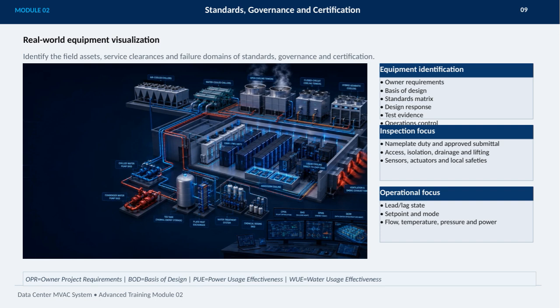When inspecting equipment, pay close attention to nameplate duty and approved submittals, as well as access points, isolation protocols, drainage, lifting capabilities, sensors, actuators, and local safety features. Operationally, it's important to monitor the lead and lag states, set points and modes, and critical parameters like flow, temperature, pressure, and power. Keeping these elements in mind ensures compliance and optimal performance throughout the lifecycle of the system.